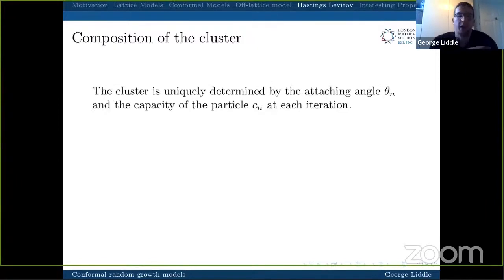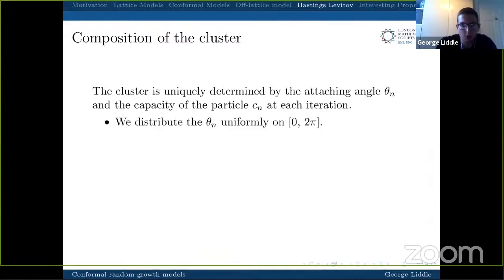So how do we actually form the Hastings-Levertov model? Well, again, it's exactly the same setup. We just need to pick the attaching angles and the capacities in an appropriate way. For the attaching angles, we want the local growth rate to be determined by harmonic measure again. So exactly the same as the DLA setup, we pick the attaching angles to be uniform. So that's nice and easy.